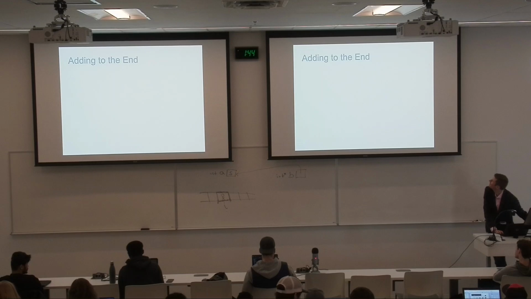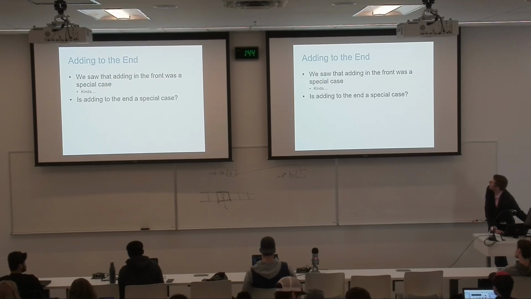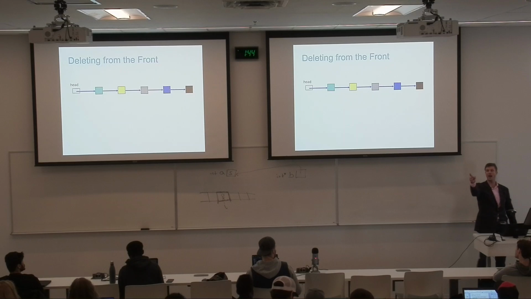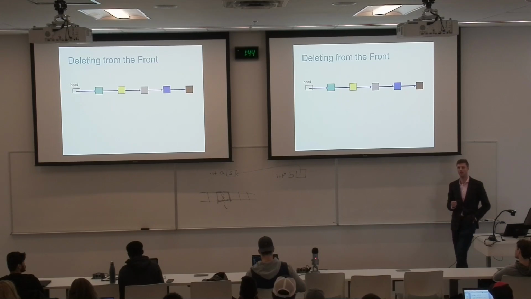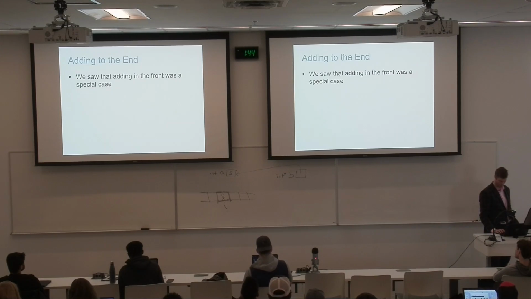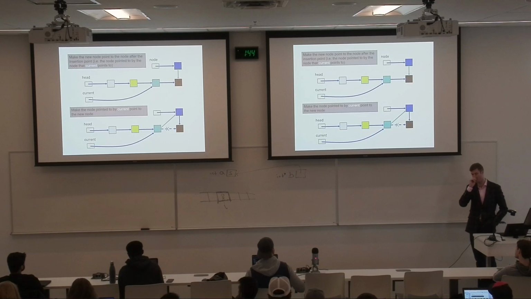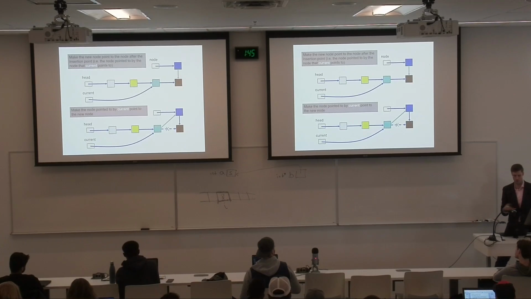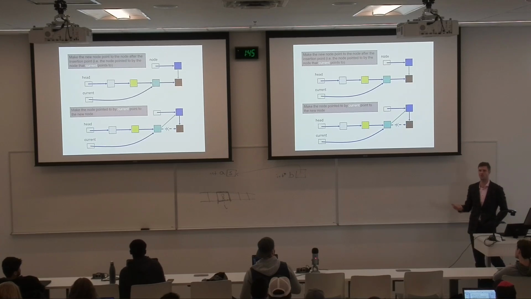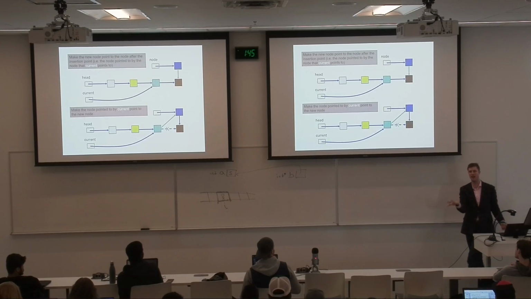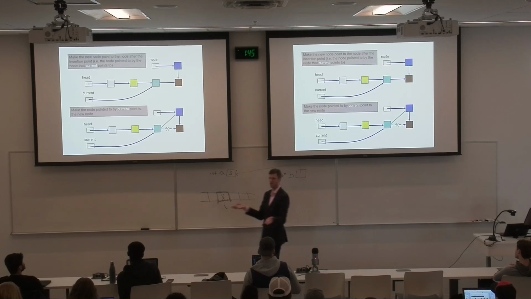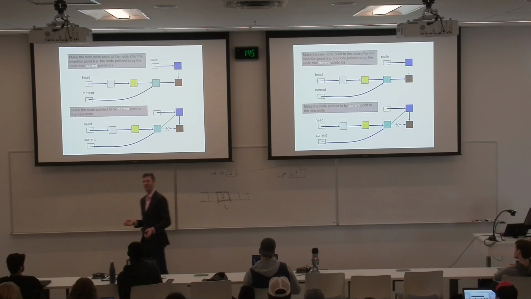Okay. Adding to the end. Well, it's actually basically exactly the same. Deleting from the front. Oh yeah, good question. Why couldn't you use something like index i instead of current? Well, there is no such thing as an index here. This is a link structure. Arrays have indices. These series of nodes pointing to each other, there's no such thing as an index.